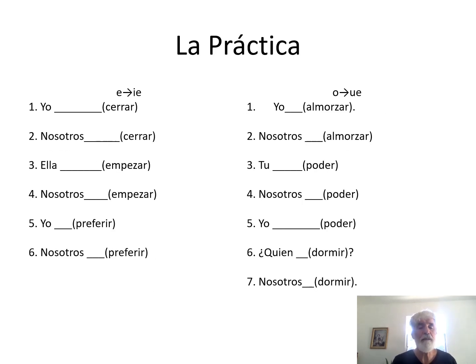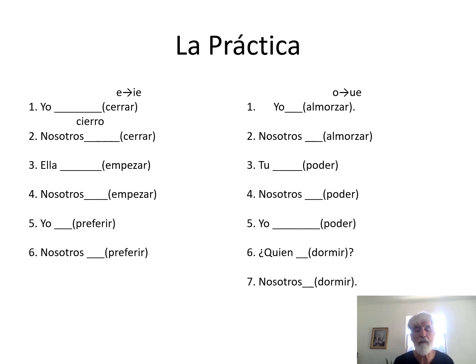With that in mind, let's do some practice exercises. So let's look at the first exercise here. So we have yo cerrar. Will there be a stem change? Yes, of course. There's always a stem change with yo. What is the ending that goes with yo? It's O, right? Those are universal. We learned those way back at the beginning of this semester. So let's go ahead and conjugate this. It'll be yo cierro.